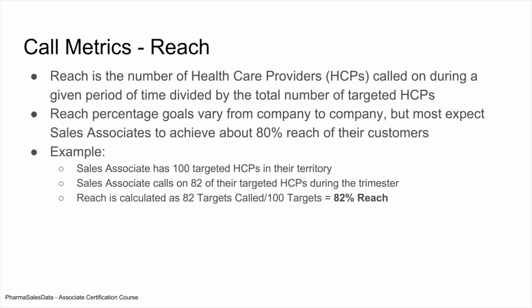So in this example, an associate has 100 targeted HCPs. The associate called on 82 of those targeted HCPs. It doesn't matter how many times they called on them, that's frequency. Just that they called on them at least once. So the associate called on 82 of their targeted HCPs at least one time during the trimester. Therefore, the reach is 82 targets called on divided by 100 targets equals 82% reach.